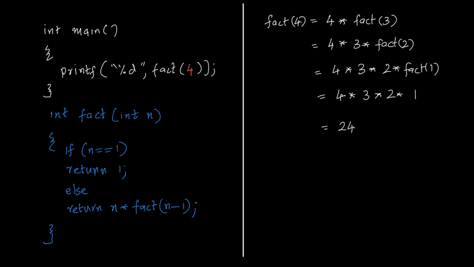So here this function fact is a recursive function because it calls itself. This phenomenon is known as recursion. Recursion simply means repeating a process to obtain a result.